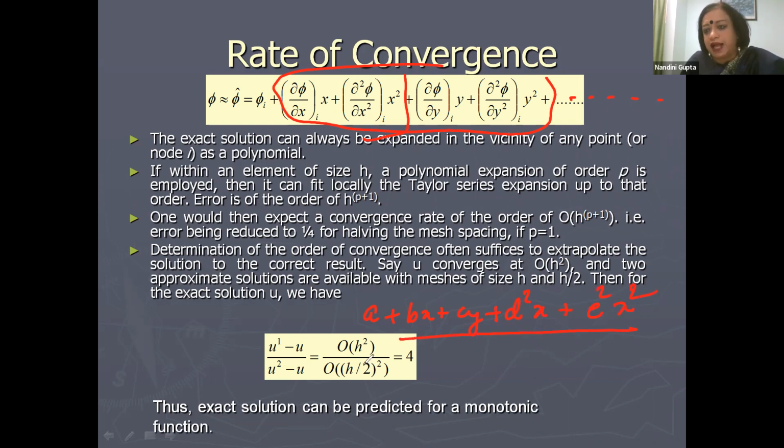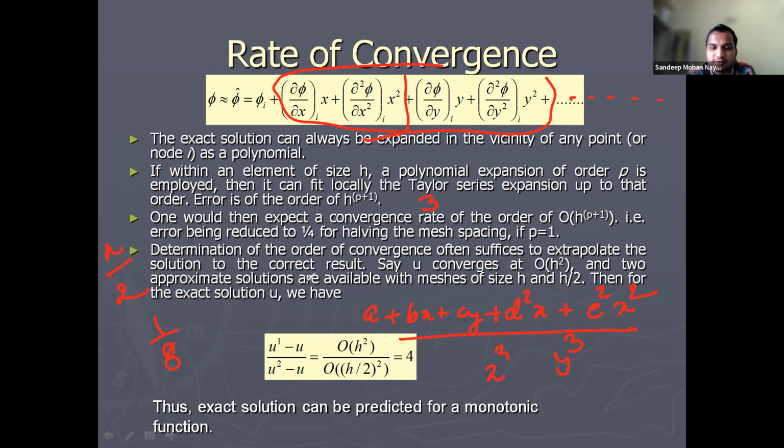These terms will be exactly matched, but terms above this, which will have x cube and y cube, will not be matched. So in that case, I will say the error is of the order of h cubed. And if I reduce h by half, I will reduce the error by 1/8 times. Are you getting my point? No.